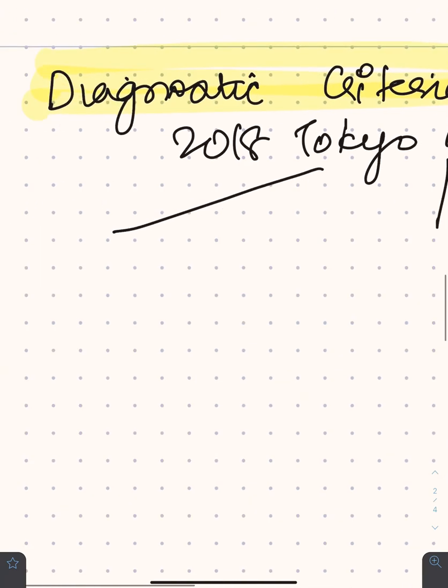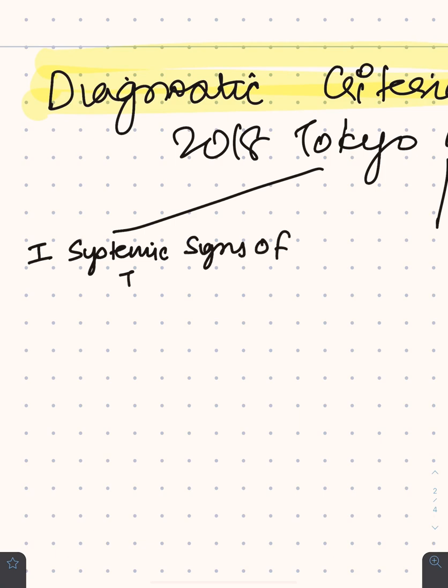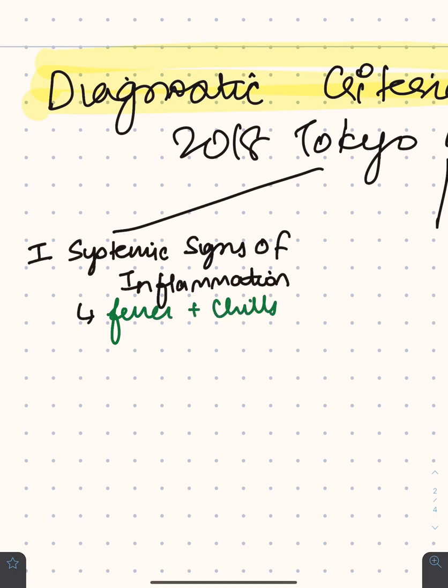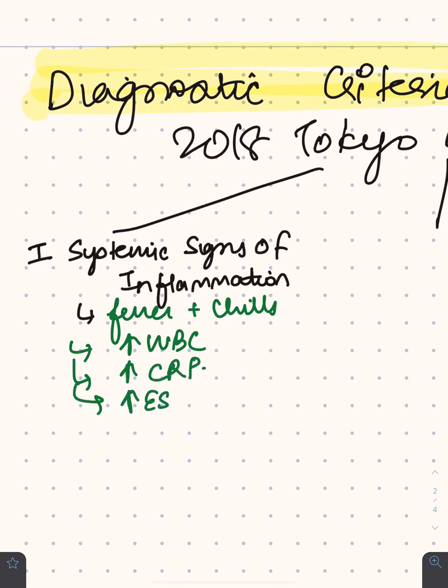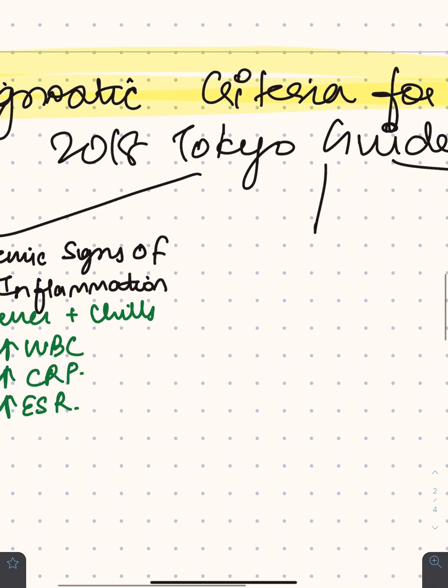The first one is systemic signs of inflammation, like fever, chills, increased WBC count, increased CRP, ESR, markers of inflammation.